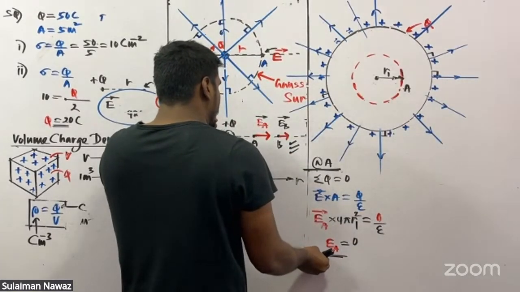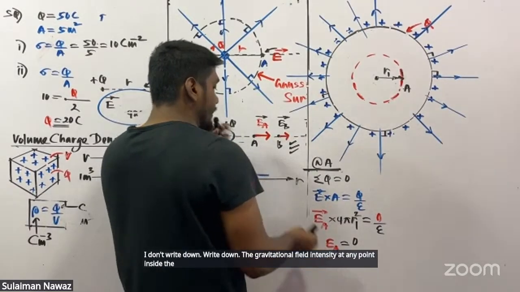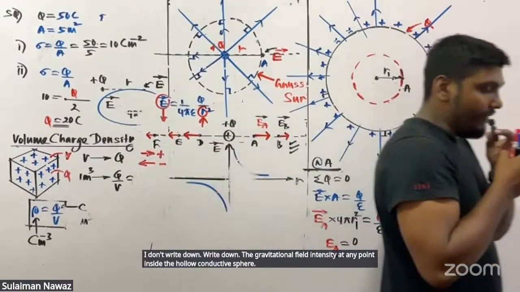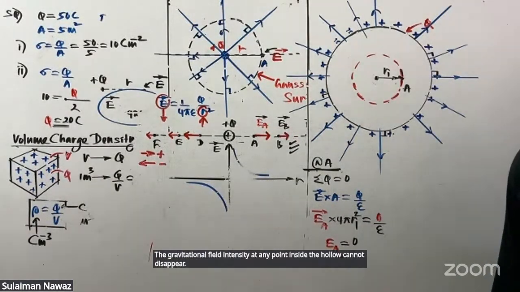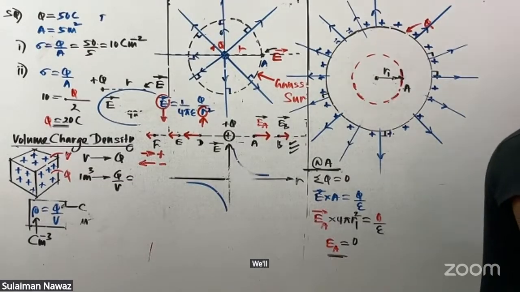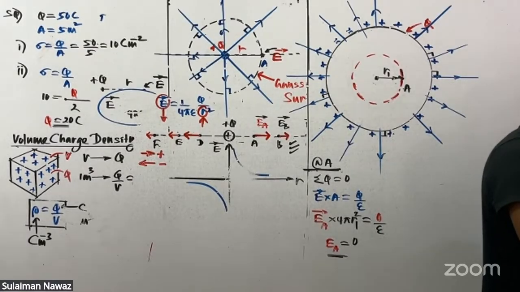The gravitational field intensity at any point inside the hollow conductive sphere is 0. We'll take a break, but we'll finish this one.